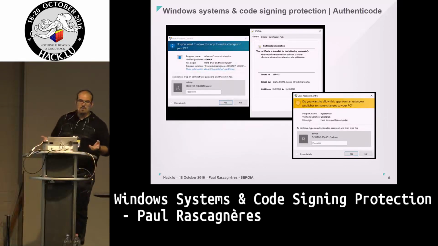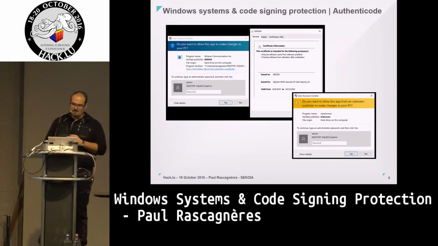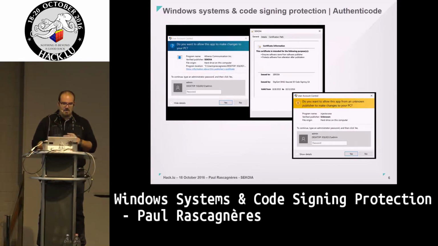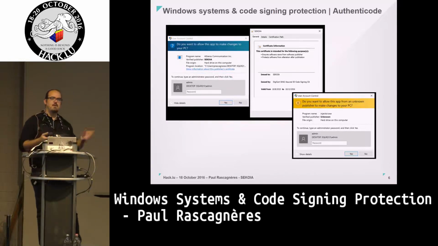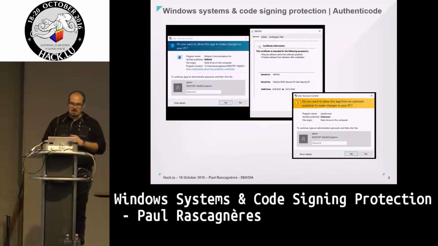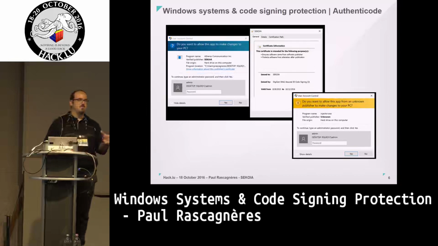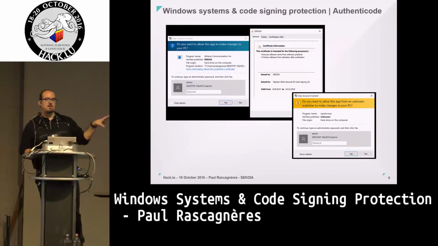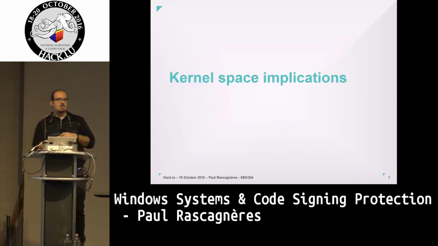I think you have all already seen this kind of screenshot: when you try to execute a signed binary with administrator privilege, you have the name of the publisher, and you must validate. If the binary is not signed, you have the yellow box here. So, the kernel space implications.